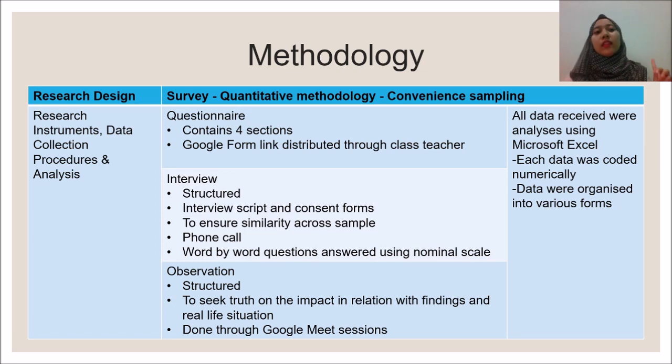First one, questionnaire. The questionnaire contains four sections. The first section is for the background of the participants, the second section is for the background of their affective filter, the third one is their affective filter when the teacher uses TPR in the stage of set induction in the classroom, and the last one is for participation. And the Google form link was distributed through the class teacher.